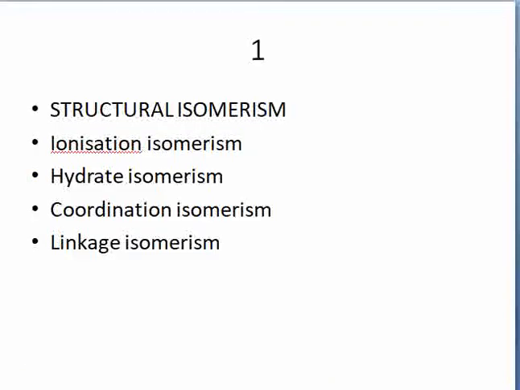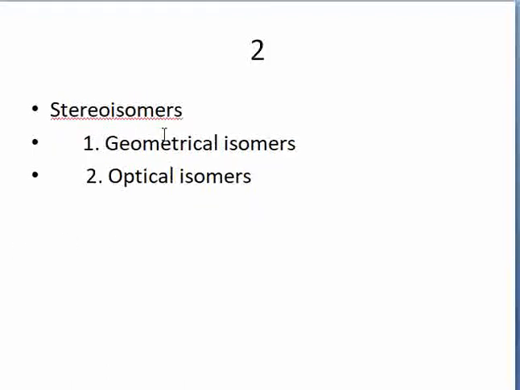The first point, structural isomerism. There are four different kinds of structural isomerism: ionization isomerism, hydrate isomerism, coordination isomerism, and linkage isomerism. We will discuss these one by one, and also stereoisomerism. We have two types of stereoisomers: geometrical isomers and optical isomers. We can expect questions based on this, at least two questions from this point.